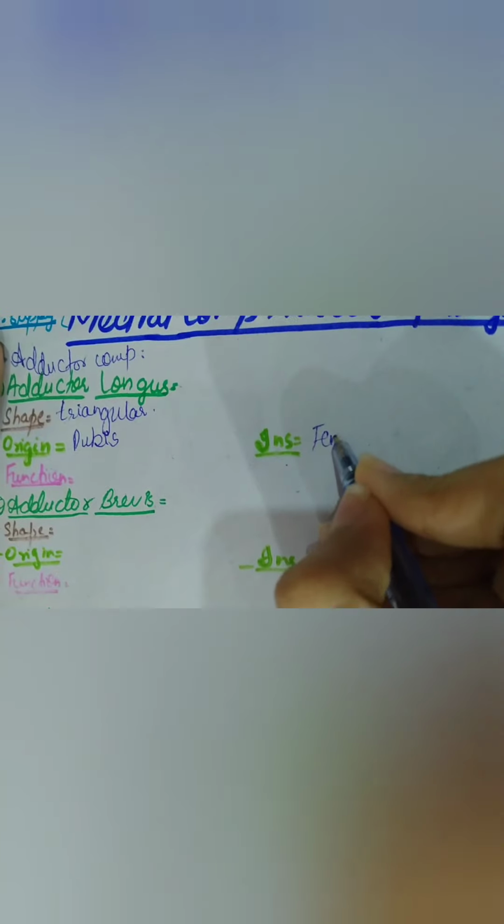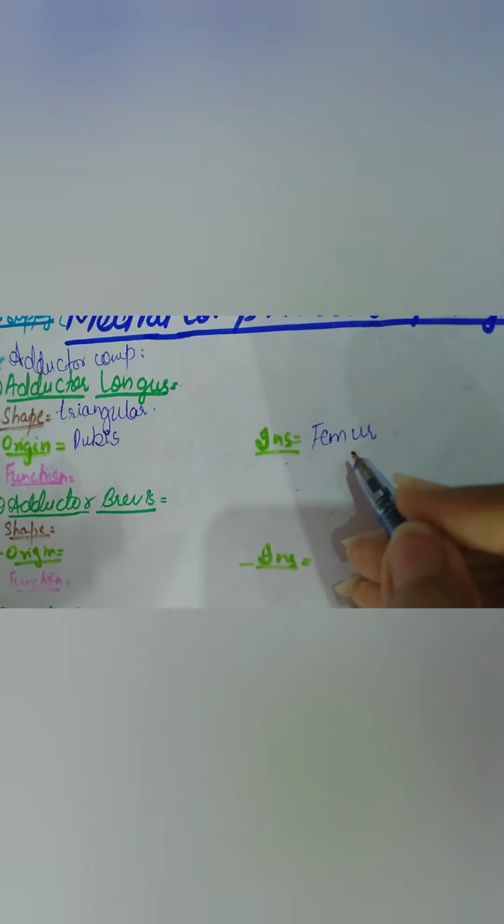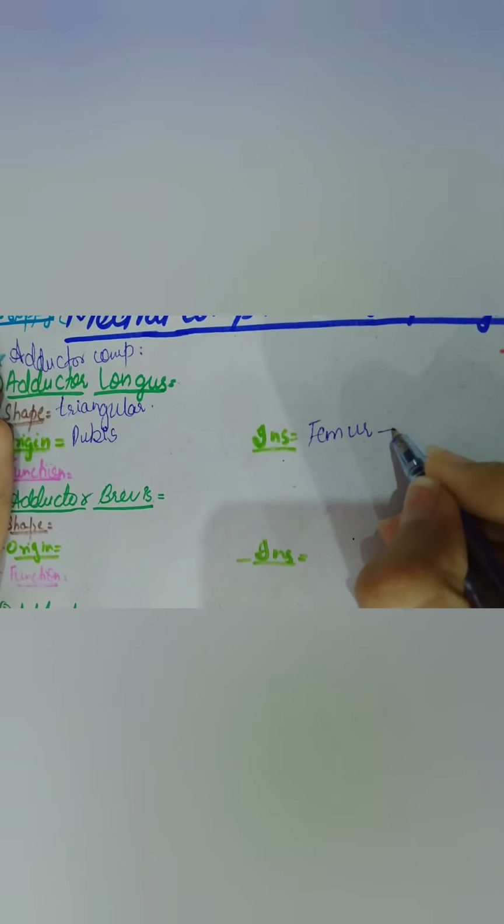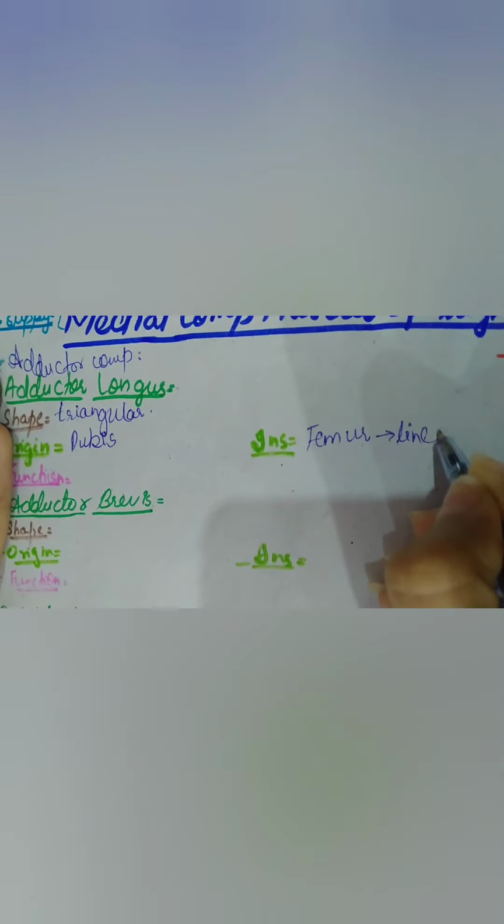Right, the pubis is a part of the hip bone. So its insertion is on the femur shaft, on the posterior surface, which is also called linea aspera. So I am writing here femur linea aspera.